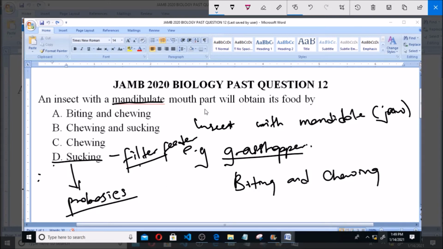But for those with mandibular mouth parts like the grasshopper, they bite and chew their food because of the presence of this lower jaw. So option A is the correct answer to the question: biting and chewing, not chewing and sucking, and not chewing alone and not sucking. So those that suck use the proboscis to suck, and we call them fluid feeders or filter feeders. So option A is the correct answer to the question.